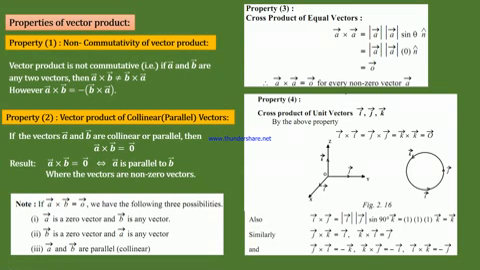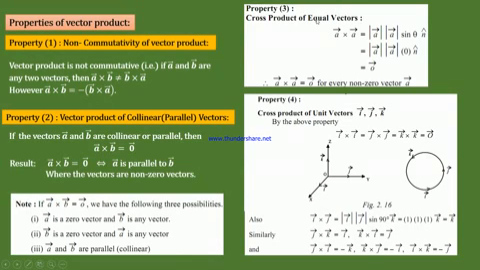If vector A cross vector B is equal to vector 0, we have the following three possibilities. First, vector A can be the 0 vector and B vector can be any vector. Or vector B is the 0 vector and vector A can be any vector. Or else vector A and vector B are parallel or collinear.